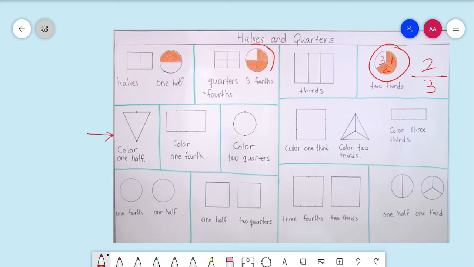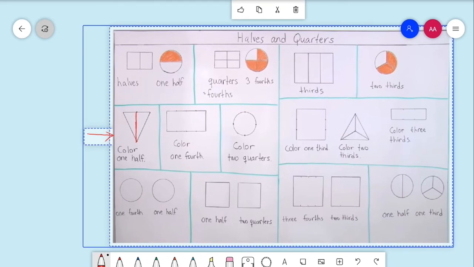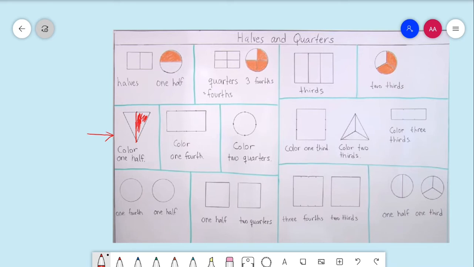Okay, so coming back to this one, you are given a triangle, which is a mirror triangle, and you have been told to color 1/2. How are you going to color half of the triangle? First we need to divide this triangle into 2 halves. So you start from here and you go all the way down. So this is divided into 2 halves, and if someone asks you to color 1/2, you can select this portion to color. Now you can say the half is shaded. If half is shaded, it means the other half is not shaded.